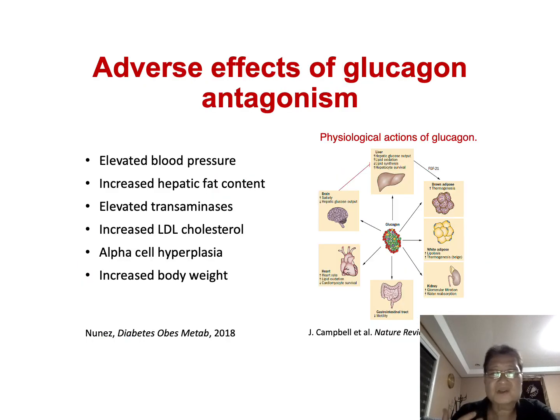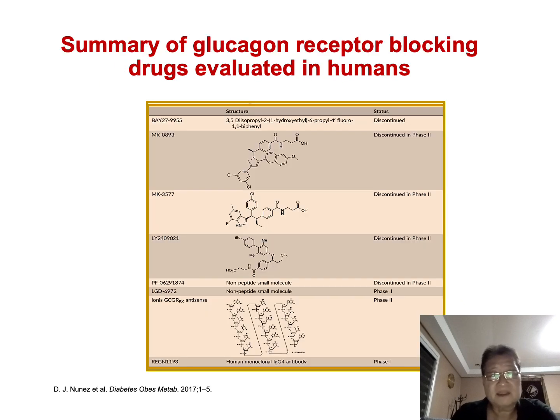And again, just to show you, these are some of the off-target effects of glucagon antagonists: increase in blood pressure, increase in hepatic fat content, increased transaminase, increased LDL cholesterol, alpha cell hyperplasia, etc. Now, again, this is the summary of glucagon receptor blocking drugs that were evaluated in humans, and you can see many of them were discontinued precisely because of the side effects that I mentioned earlier.